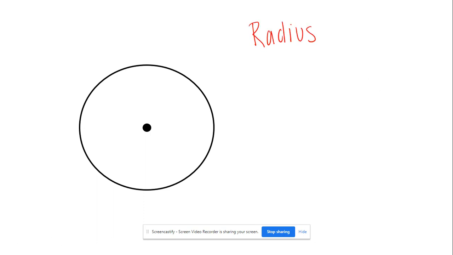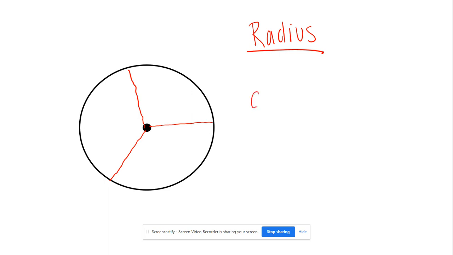So what the radius is, it's from the center and we just draw a line all the way to the outside. Radius, center, all the way to the outside. There's another radius, center, all the way to the outside. Those are all radius. Now, something cool about all these radiuses is they are all the exact same length because they're all from the center going to the outside.